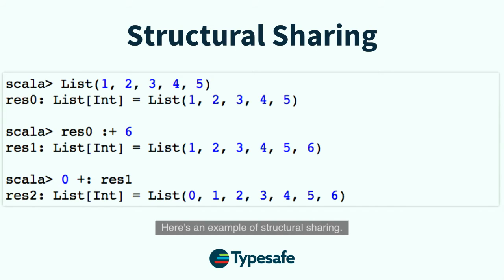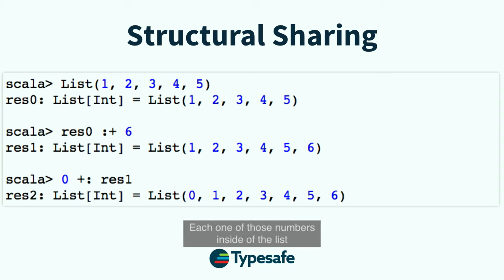Here is an example of structural sharing. We have a list of numbers, 1, 2, 3, 4, and 5. Each one of those numbers inside of the list is not actually the number itself, but a reference to a value on the heap that is 1. It just looks like the value inside of the list, but really the list is holding on to references that point to those numbers.